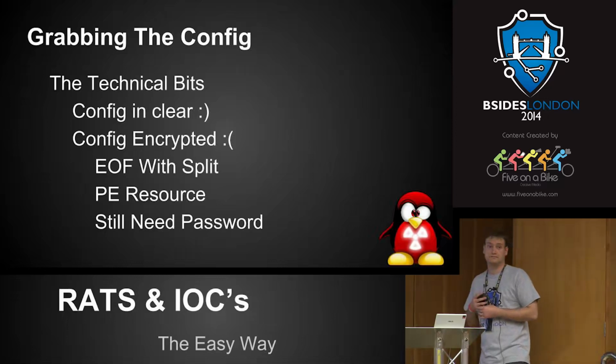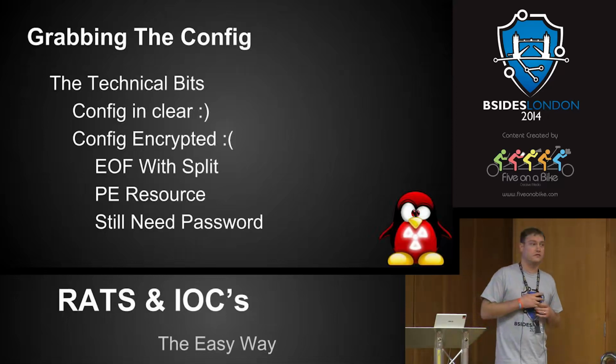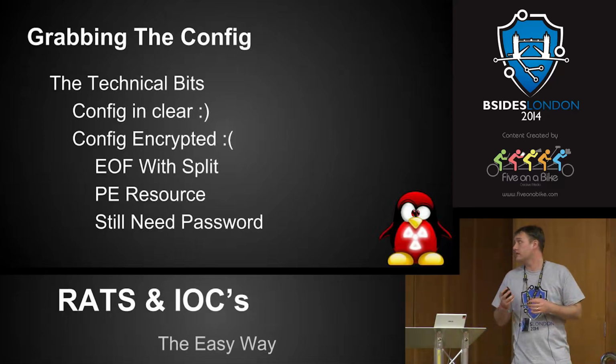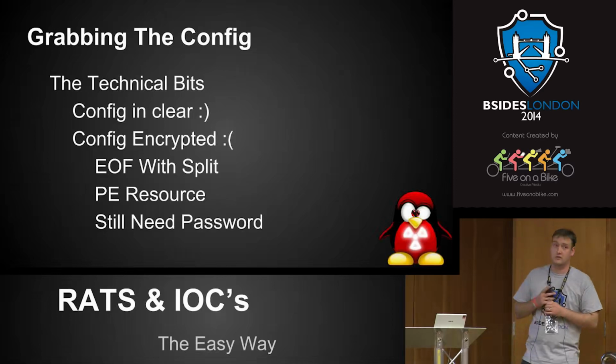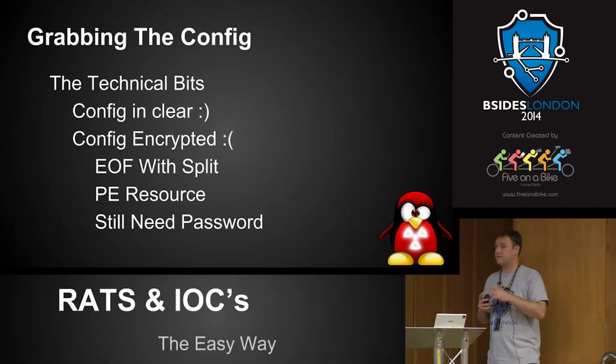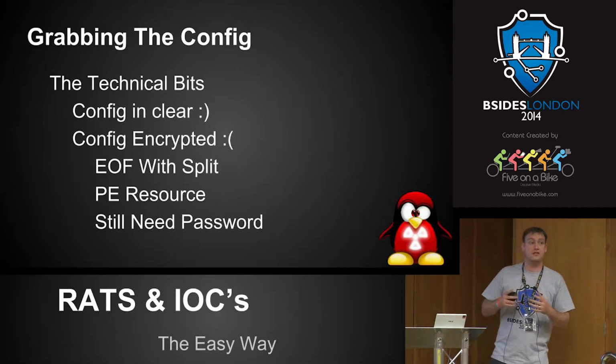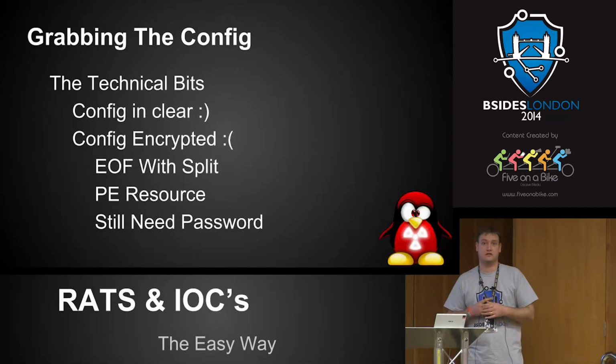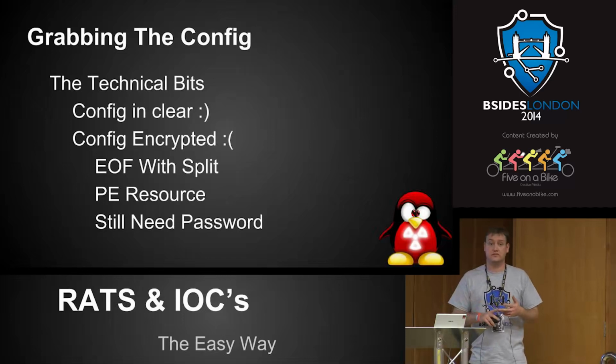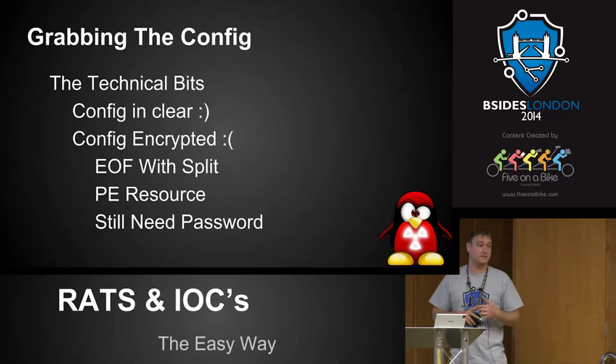Sometimes they're encrypted. With the encrypted stuff, we still need to find the password. Apologies, that's not very clear on the bottom. When they encrypt it, the method of encryption has to be included in the exe file. So the encryption key's there, the encryption scheme is there, everything you need is sat inside it.